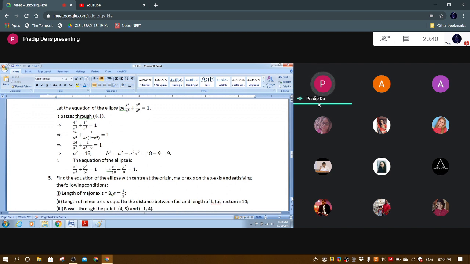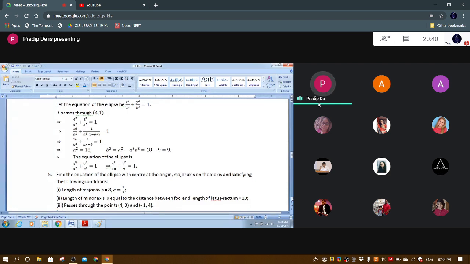Length of LR 10. Number 3, it passes through the points 4, 3 and minus 1, 4. Okay. So let's begin with number 1.